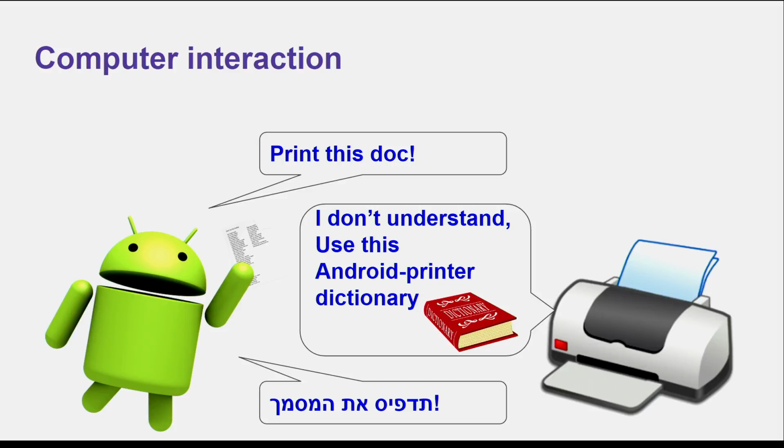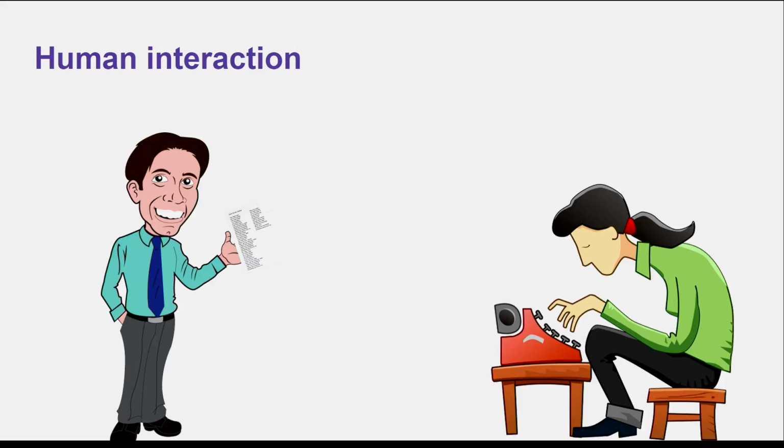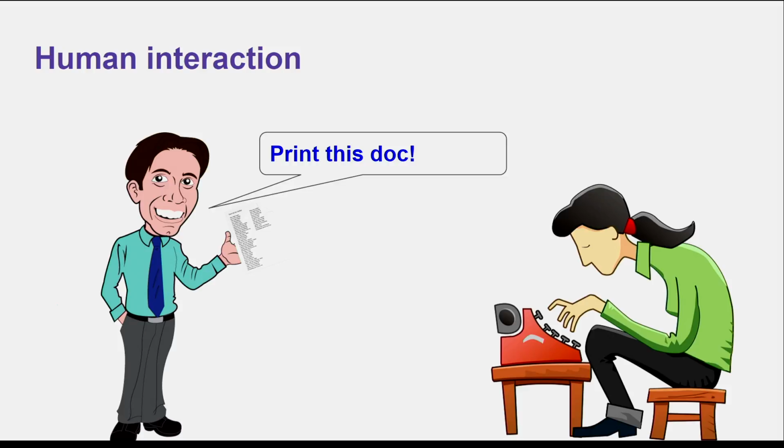Okay, but now consider human interaction. In this case, if some person asks a typist to print a document, usually what will happen, even if you saw her for the first time, she will just do it. Usually in human communication, you need to be more polite than "print this doc", but still, there will be no misunderstanding. So this is a feature that we want to have also in computers.